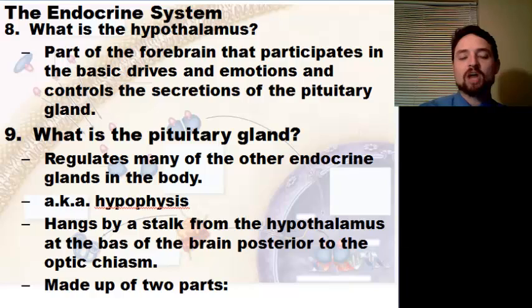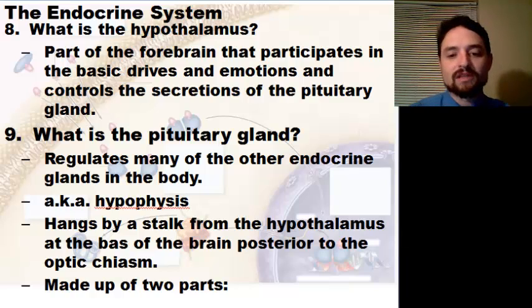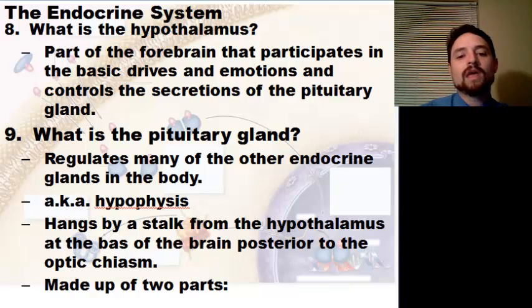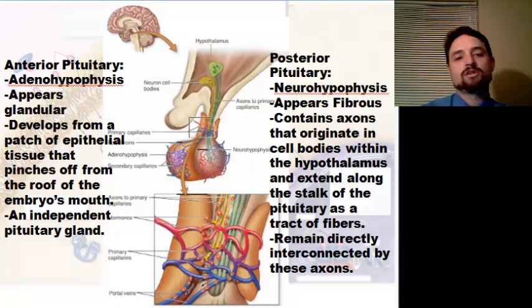This hangs by a stalk from the hypothalamus at the base of the brain, posterior to the optic chiasm, or where the optic nerve separates. And it's made up of two parts. So if we look at the two parts here, we've got the anterior pituitary, which is the adenohypophysis. This appears glandular, so you're looking at this one here, and it looks like other glands in the body.